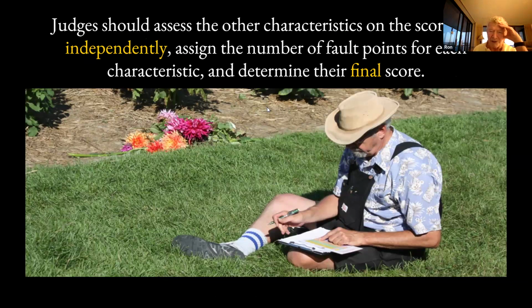Judges should assess the characteristics of the scorecard independently, and then discuss it with their team members, because you may not see all of the faults. That isn't to say you can't go into a trial garden and judge by yourself, but I don't think that's nearly as effective as judging with a team and discussing it with them. I think you'll end up with a better perspective on the faults.